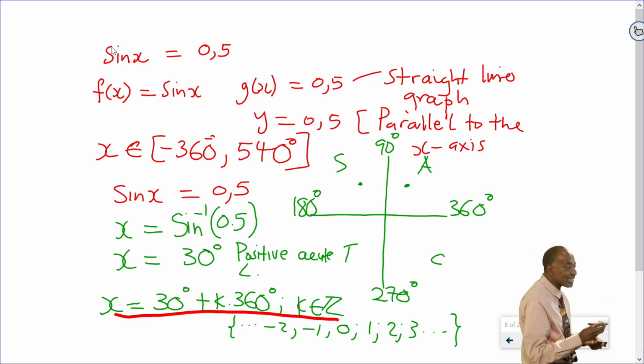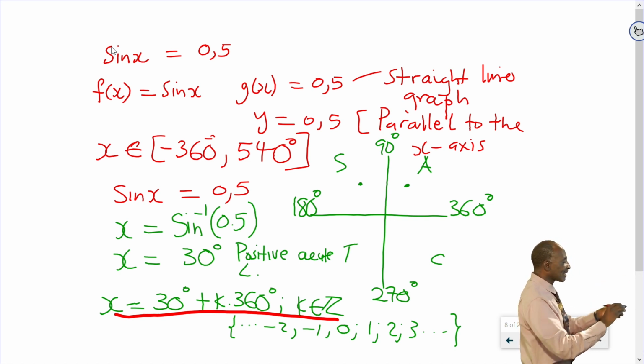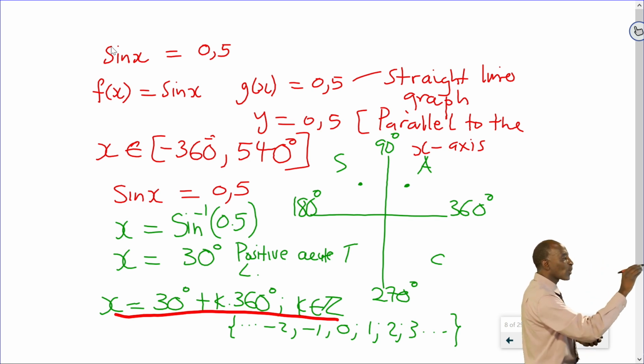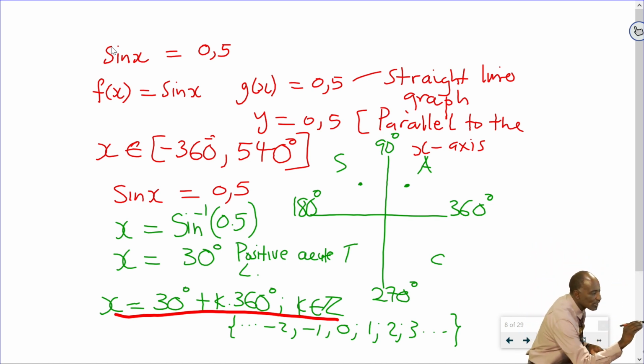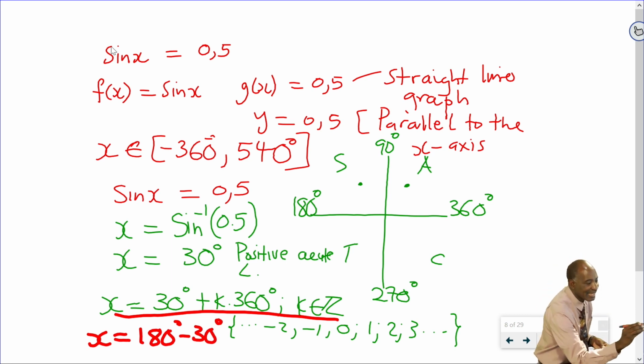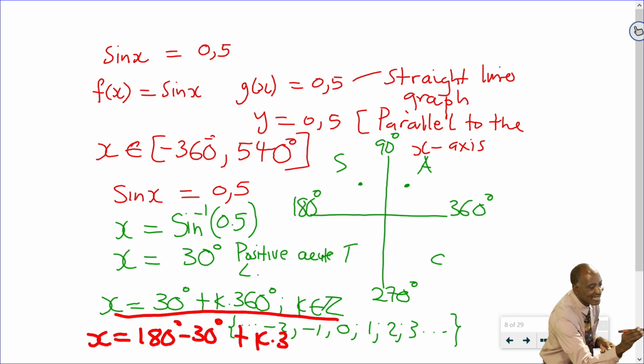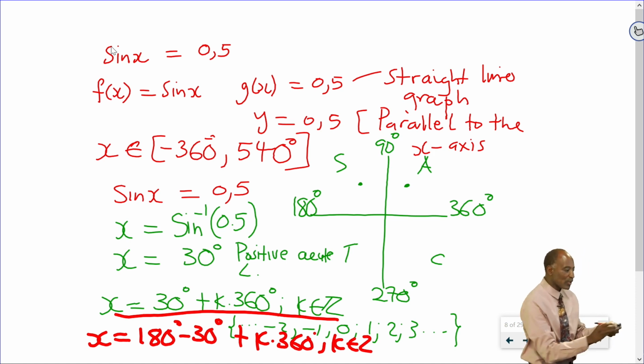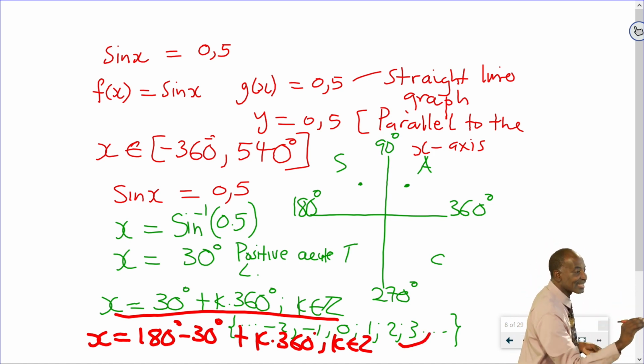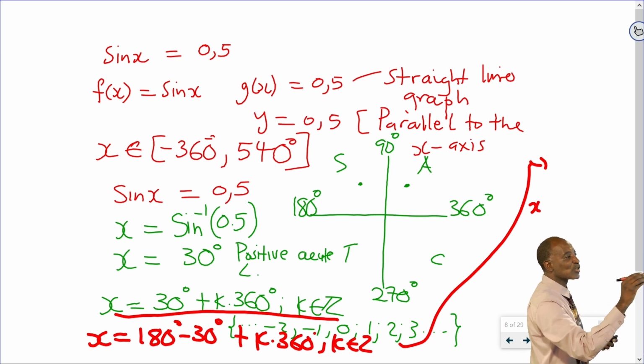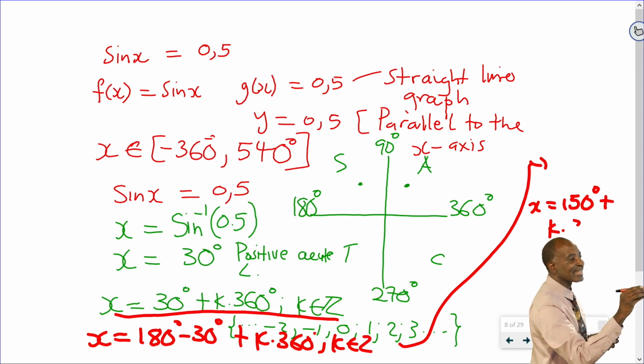But we did not exhaust the quadrants. This 30 is in the first quadrant. Where else is sine positive? In the second quadrant before 180. So your next solution is x equals 180 degrees minus 30 degrees, which is your reference angle, plus K 360 degrees, for the same reason, K element of integers. When you work this out, you'll find that this leads you to x equals 150 degrees plus K 360 degrees.